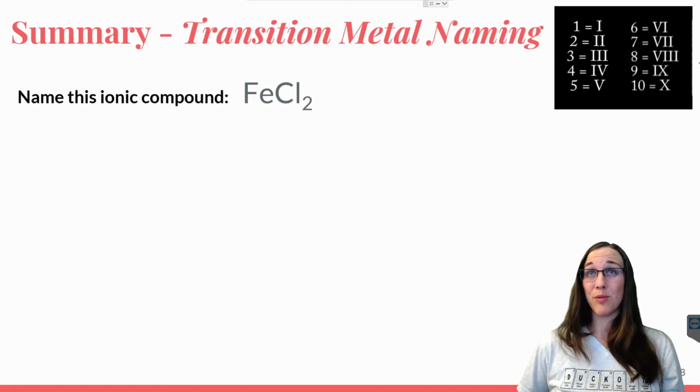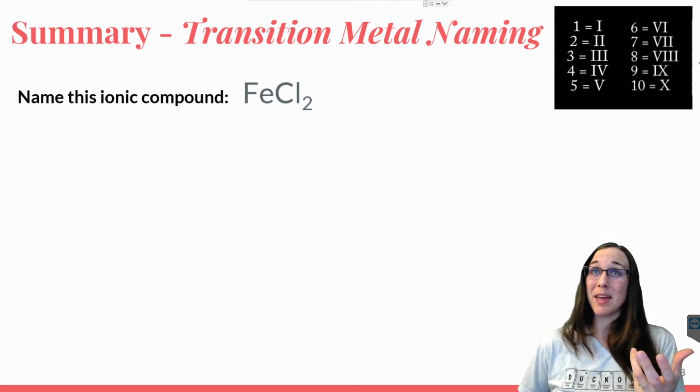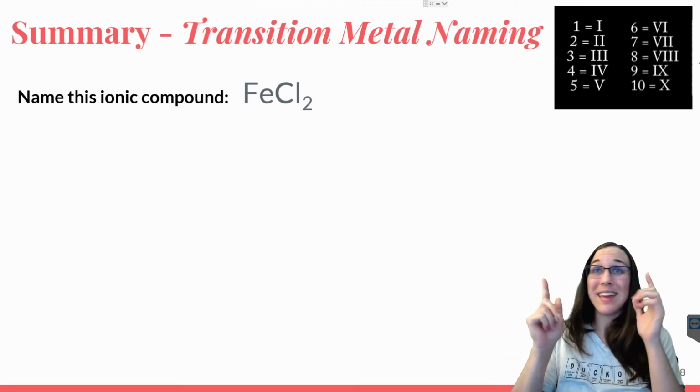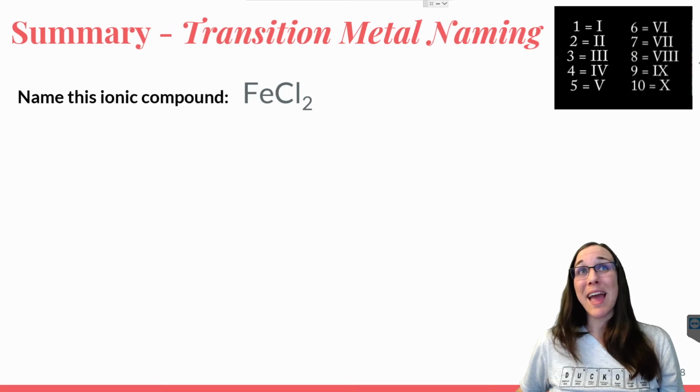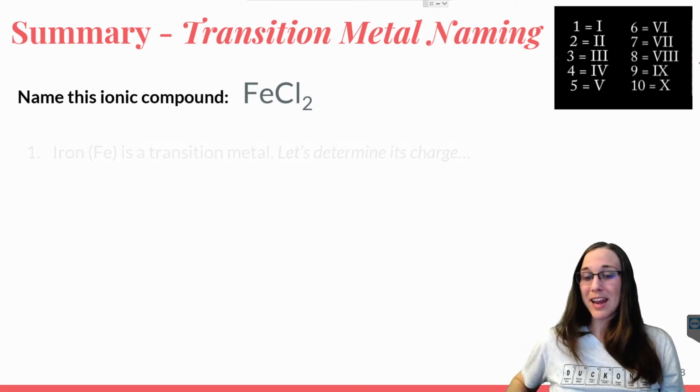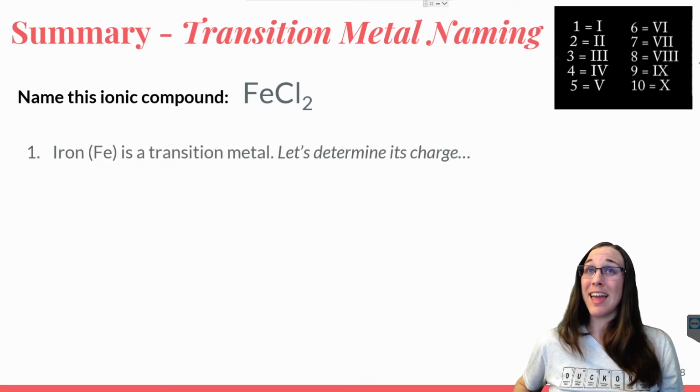Here's another example for you as a summary for transition metal naming, including Roman numerals up above in case you haven't written them down yet. We're going to name FeCl2. We know that Fe is a transition metal, and it's iron.